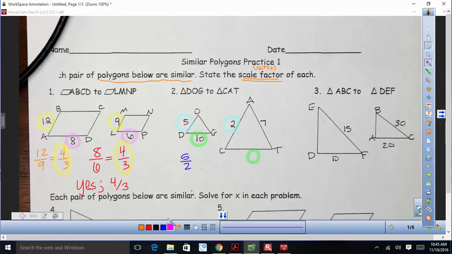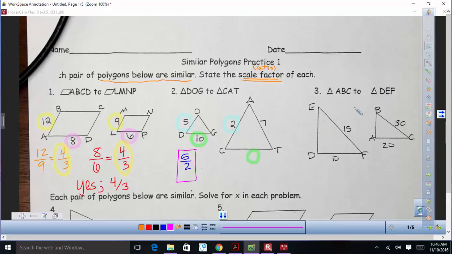Okay, so we don't actually have to find OG and we don't actually have to find CT. If they only give us one side, then all we're going to do is find the scale factor of the triangles using only that one side that we have. So the scale factor would be 5 over 2. I'm not sure we could technically determine that they are necessarily similar because we don't have enough information, but we would just find our scale factor.